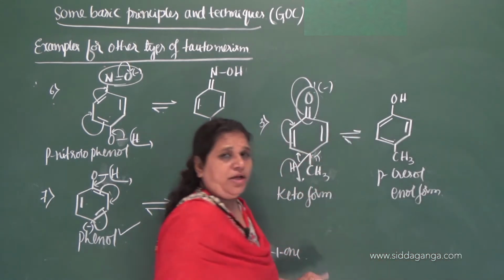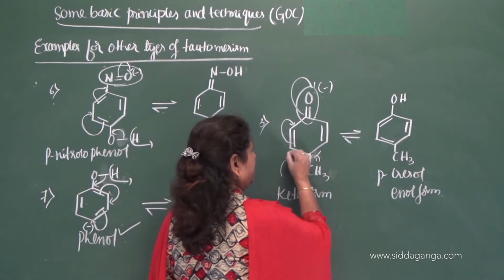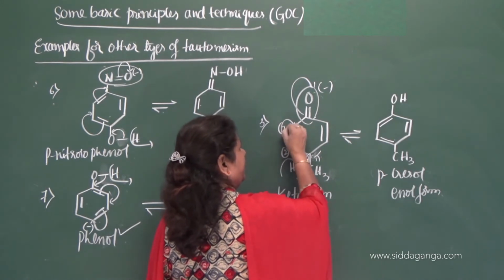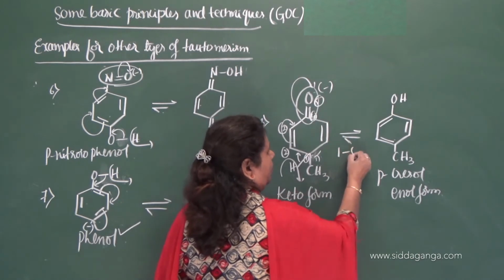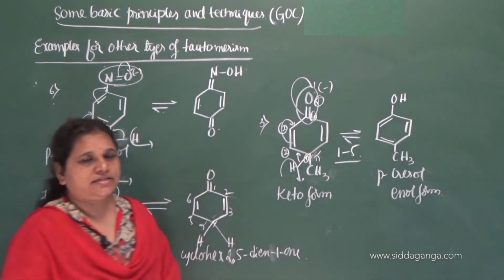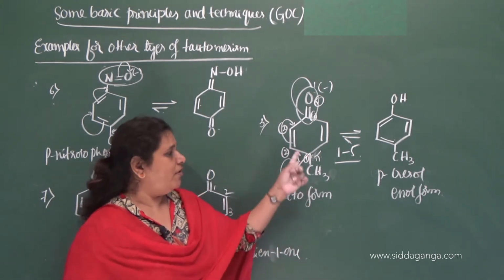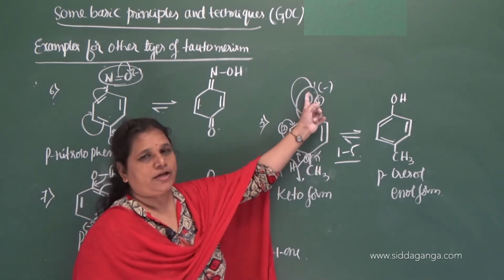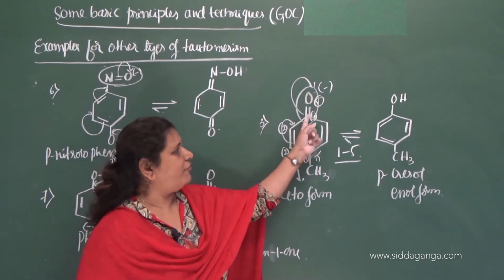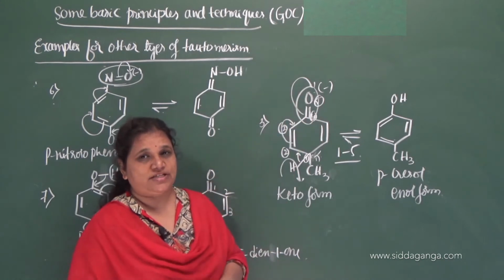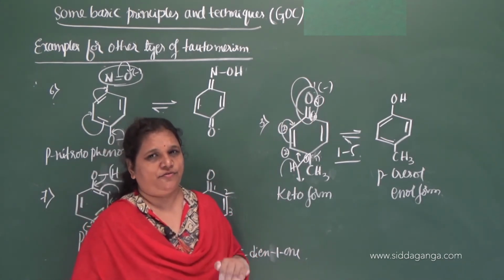Okay, but what about the shift here? See here, it shifts from here 1, 2, 3, 4, 5, and this is called 1,5 shift. What is this called? 1,5 shift, because alpha hydrogen shifts from first atom to fifth atom. It has shifted from here to here, 1, 2, 3, 4, 5. It has shifted to the fifth atom, and this involves the 1,5 shift.